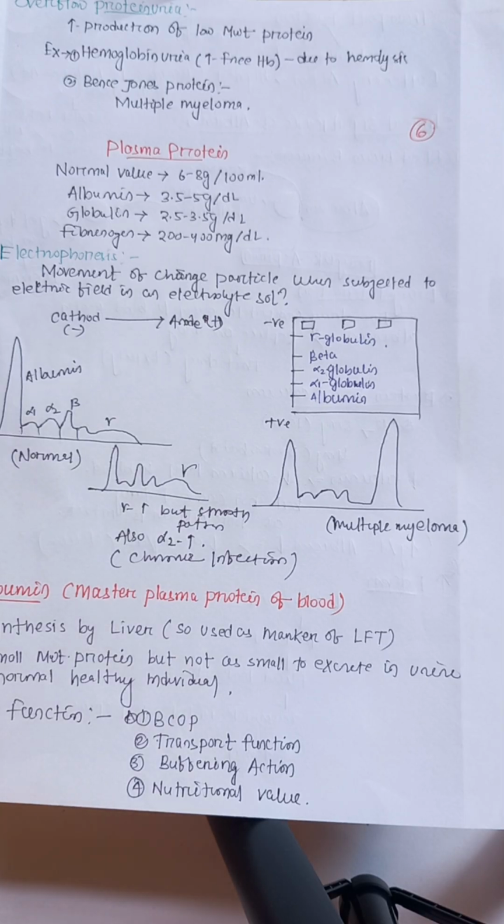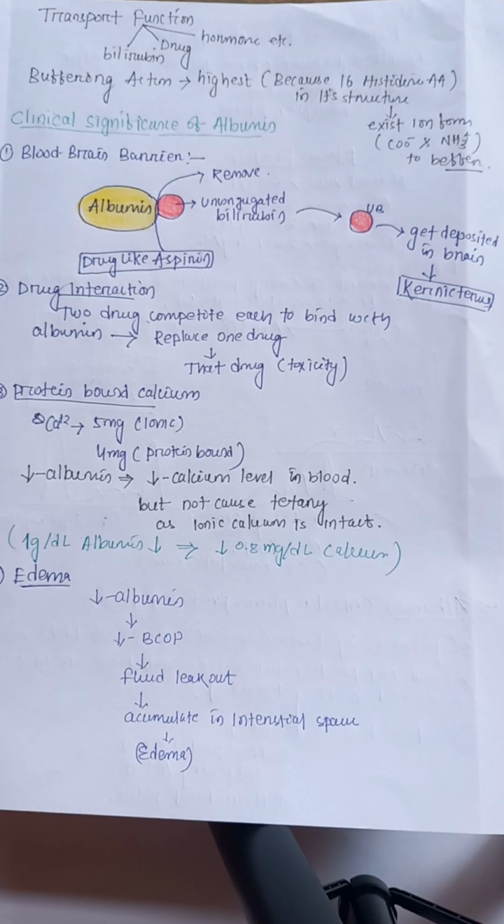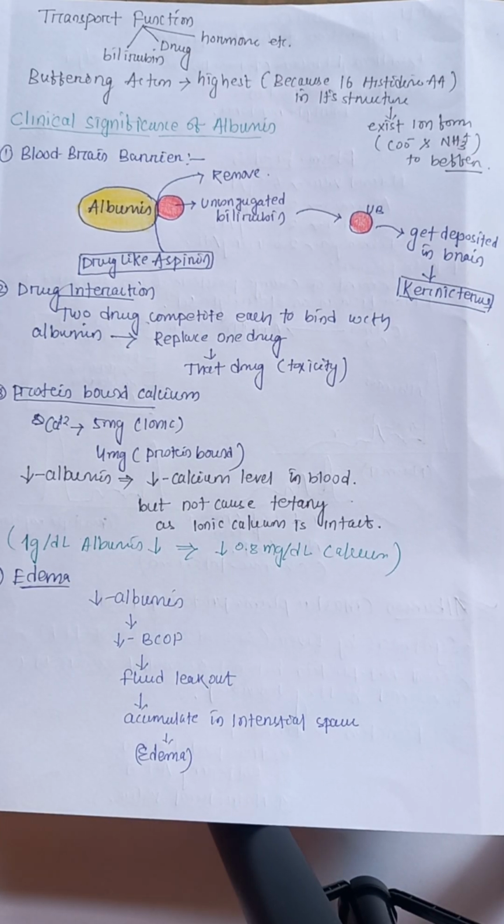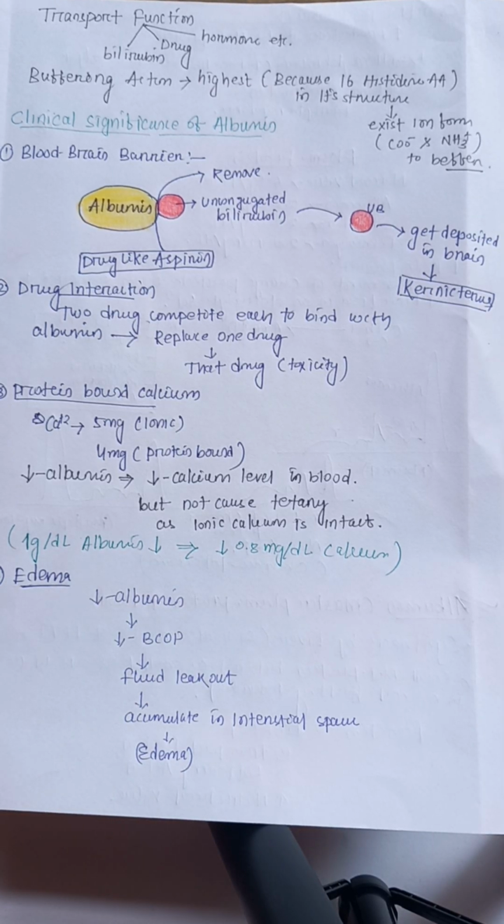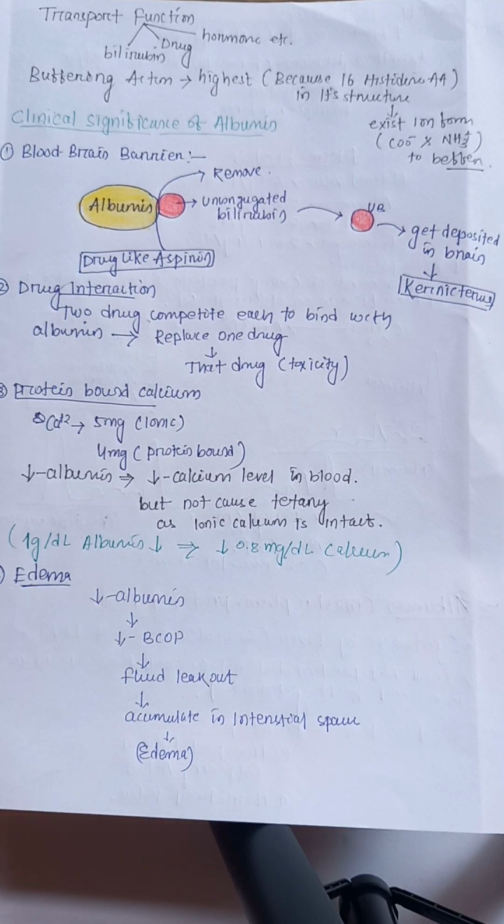But if there are any problems, like in nephrotic syndrome, there will be depletion of heparan sulfate that may cause albumin loss, which causes proteinuria and edema. Functions are blood oncotic pressure, transport function, buffering action, and nutritional value, like all the proteins. Transport function, like bilirubin, drugs and hormones: bilirubin binds with albumin, fatty acids bind with albumin, and many drugs also bind with albumin. These are many transport functions.